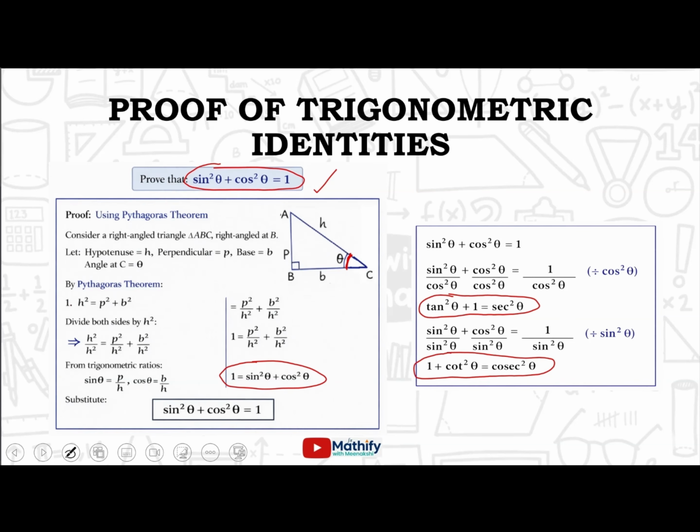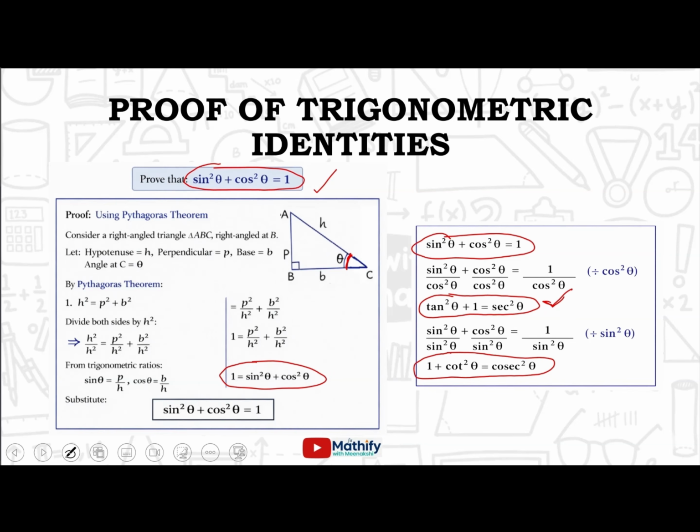Now if you have to prove the second identity, that is tan square theta plus 1 is equal to secant square theta, for that, first you will prove your first identity. Then once you reach this step, you will simply divide both the sides by cos square theta. Now just see, sine square theta by cos square theta is tan square theta. Cos square theta by cos square theta is 1. And 1 by cos square theta is secant square theta. So we have proved our second identity.